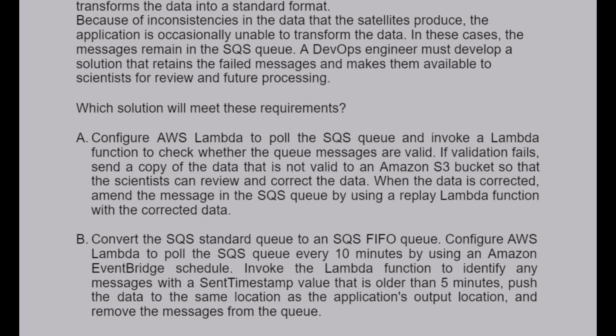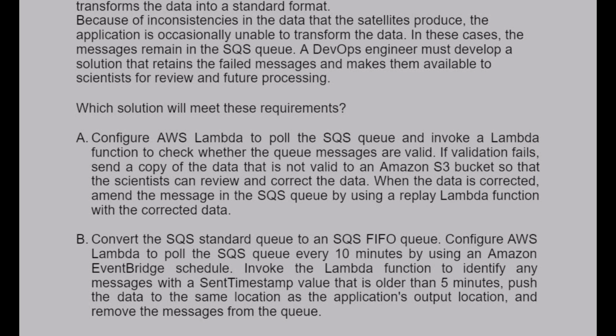Option A, configure AWS Lambda to poll the SQS queue and invoke a Lambda function to check whether the queue messages are valid. If validation fails, send a copy of the data that is not valid to an Amazon S3 bucket so that the scientists can review and correct the data. When the data is corrected, amend the message in the SQS queue by using a replay Lambda function with the corrected data.